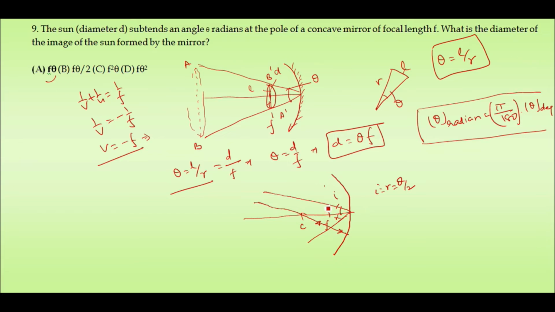So if you see here, the image is formed at the focal length. The length of this image is d by 2. The length of this image is also d by 2. So in this way the ray diagram can be drawn.